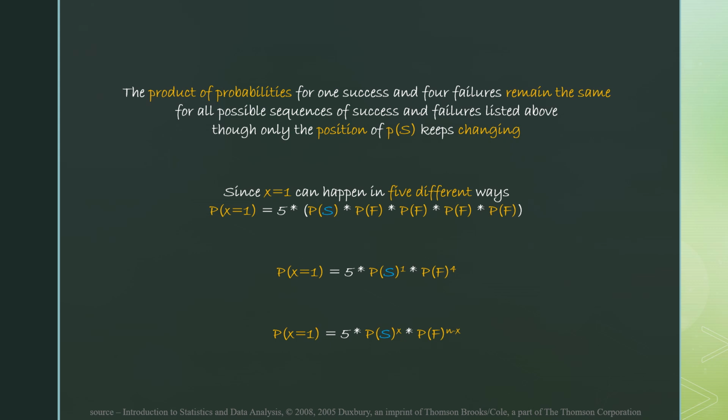It can also be rewritten as probability of x equals 1 equals 5 multiplied by probability of S raised to the power x, where x equals 1 in this case, multiplied by probability of F raised to the power n minus x.